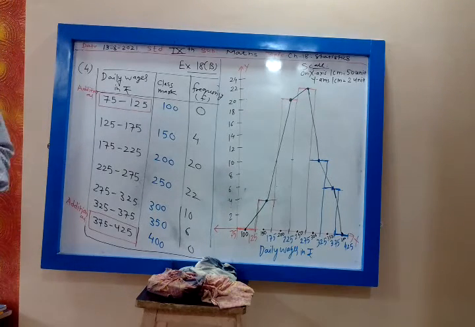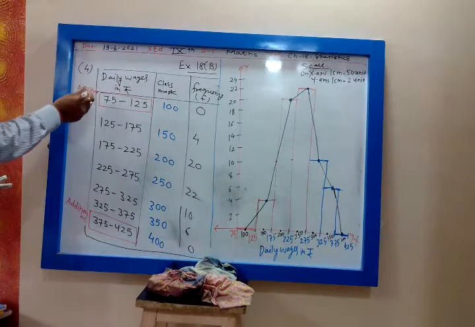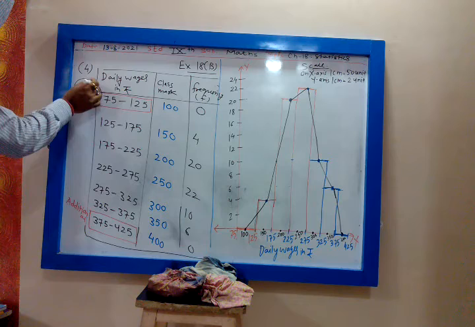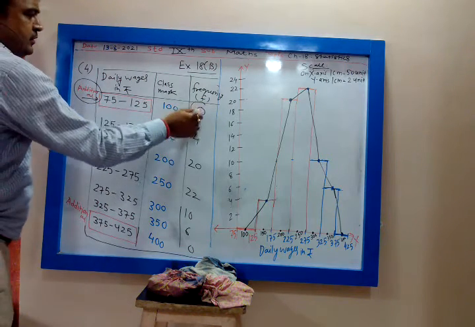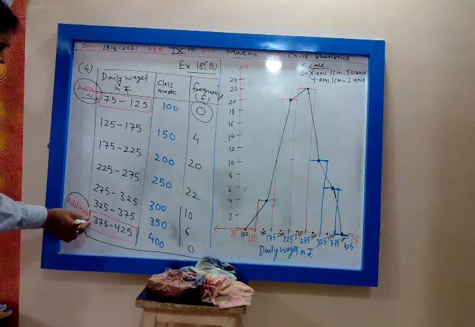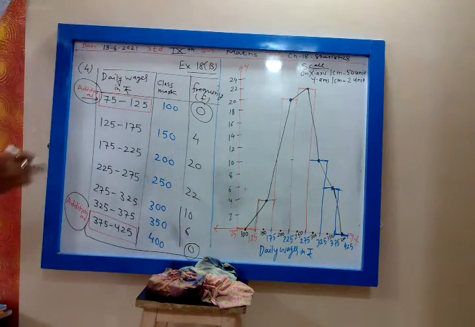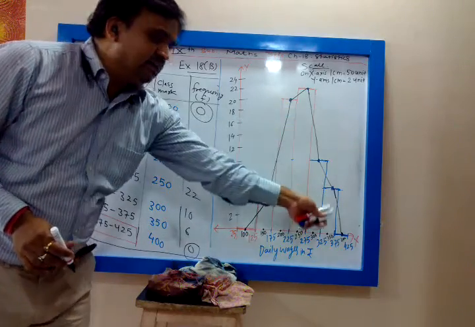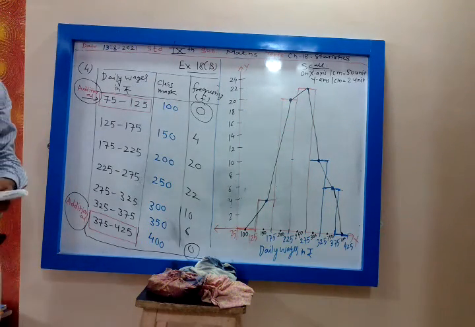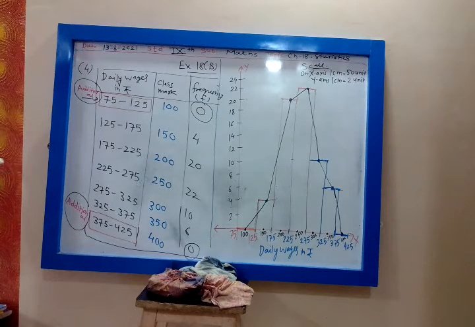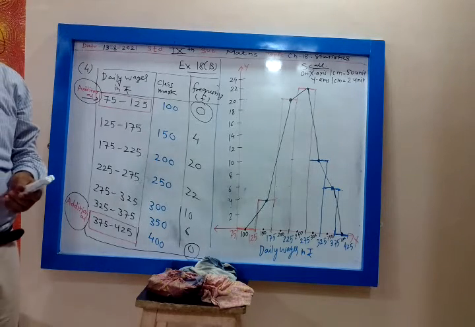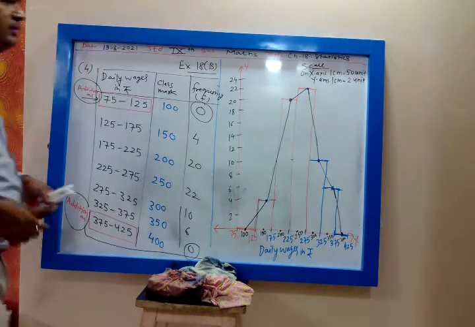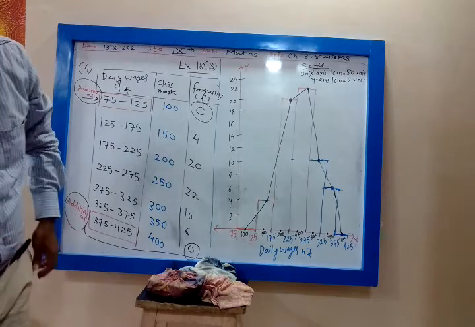So for a frequency polygon, you have to take one additional class interval in the beginning with frequency 0 and one additional class interval at the end with frequency 0. This you remember, so that your frequency polygon will start from the x-axis and end at the x-axis. This reason is clear, why we take a class interval with frequency 0 in the beginning and at the end. That's all.